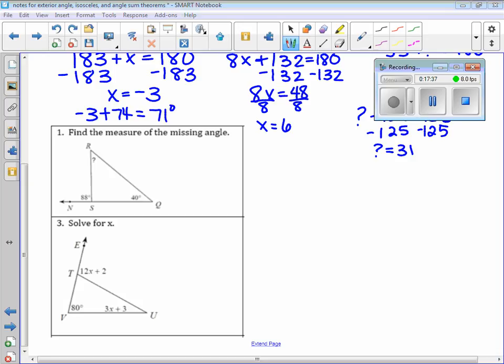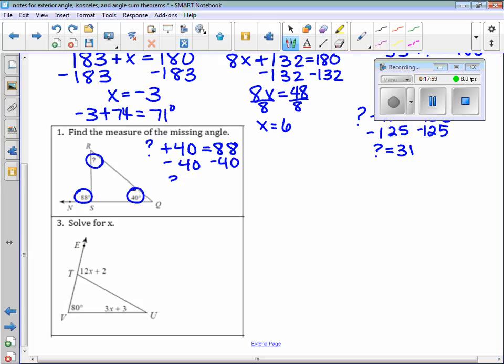So in question number 1, we see that we have an exterior angle, 88 degrees, and we know that the exterior angle is equal to the two opposite angles. So we can now write the question mark plus angle 40 equals 88 degrees. Subtract 40, and the missing angle is 48 degrees.